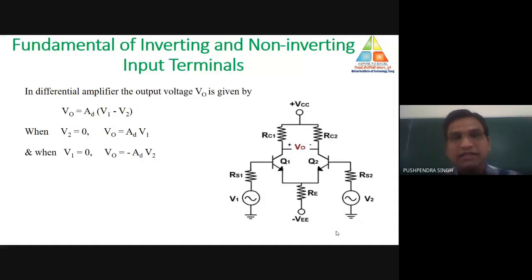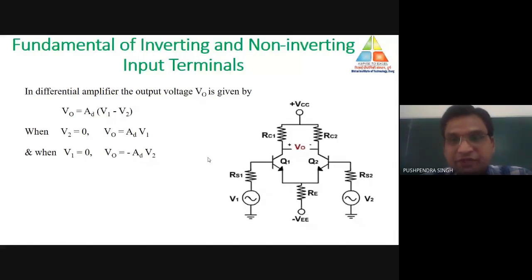Inverting means there is a phase shift of 180 degrees between input and output, and in case of non-inverting, there is a phase shift of 0 degrees between input and output signal. And how to identify whether there is a phase shift of 0 degrees or 180 degrees? That depends on the sign of the expression. So based on that, we get the fundamentals of inverting and non-inverting input terminals.